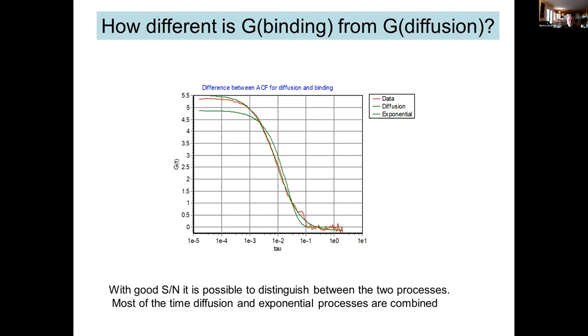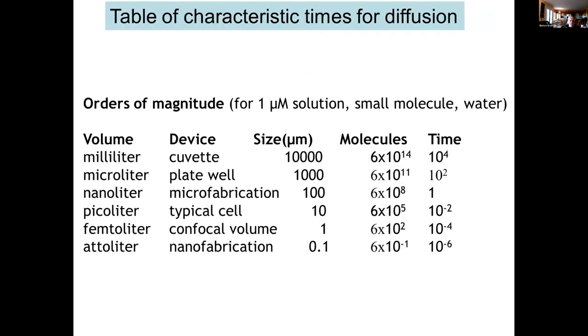That is a problem, because when you measure a correlation function, you have noise. If you have noise, you will not be able to distinguish those 2 functions so easily. So that means that diffusion, stopping and going, and binding are not really so different one from the other when you plot the function there.